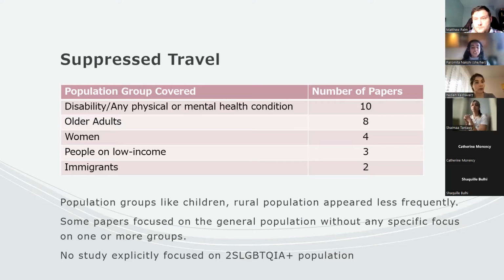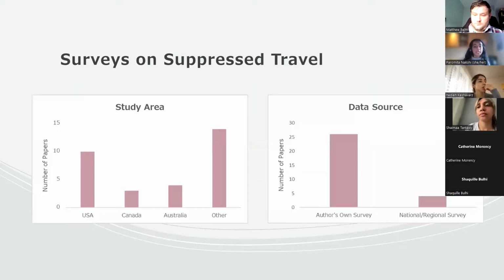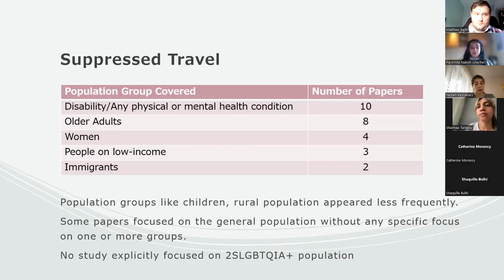And we also found that no study explicitly focused on Two-Spirit or LGBTQIA+ population groups. So studies that focused on the gender dimension typically focused on women. And this is something I think might be an area of interest for many of us, that academic literature isn't quite yet addressing the transportation needs, or if there is any suppressed travel occurring because of social norms or stigma surrounding the LGBTQ population. That is something possibly we need to focus more on in future.